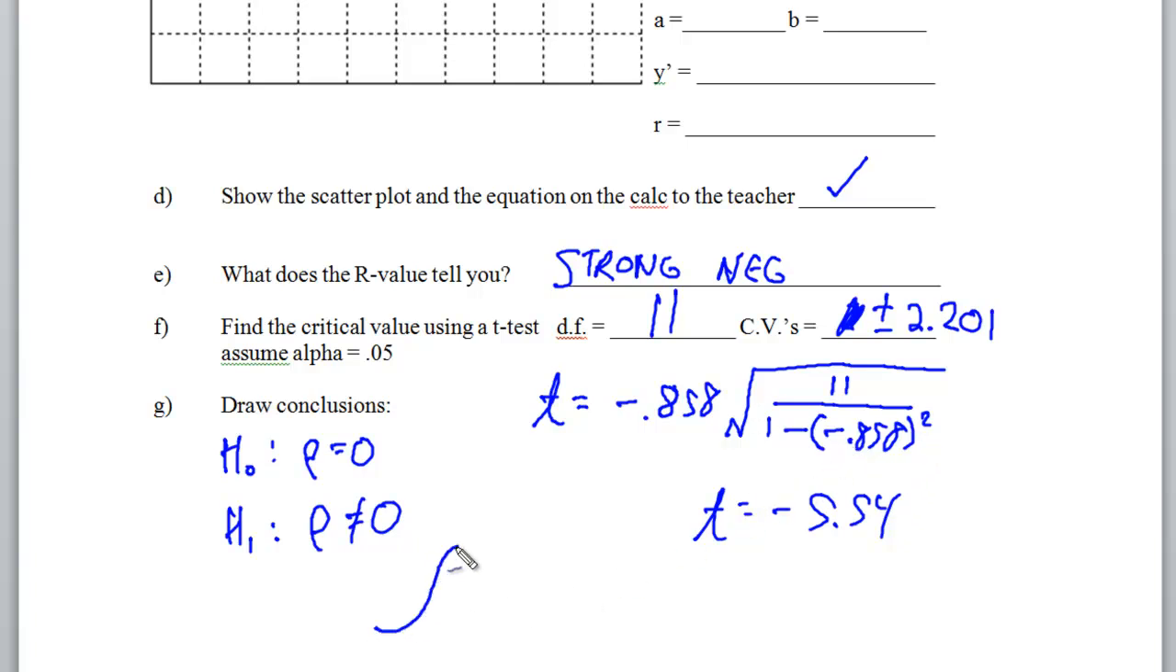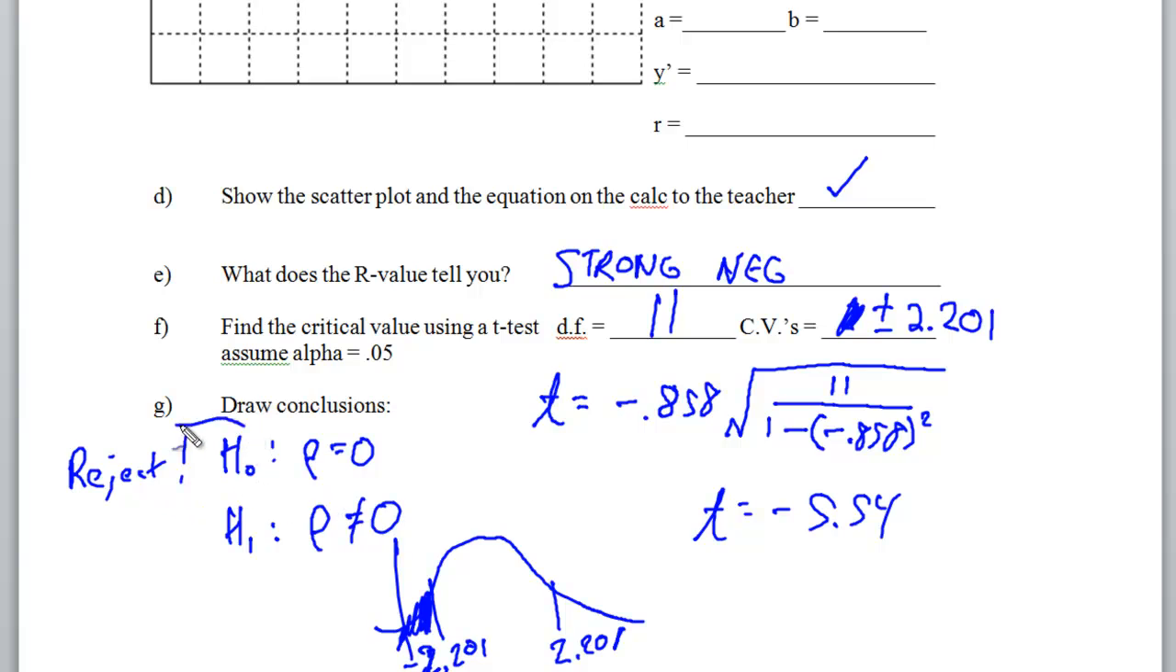And therefore, according to our two-tailed test, which was plus or minus 2.201, there's my negative. Wow, that's a very bad negative there. There we go. Sharpen that up. 2.201. Check this out. See, we are definitely inside the critical region at negative 5.54. We are going to reject the null hypothesis. Bye-bye, null hypothesis. There is definitely a correlation here.